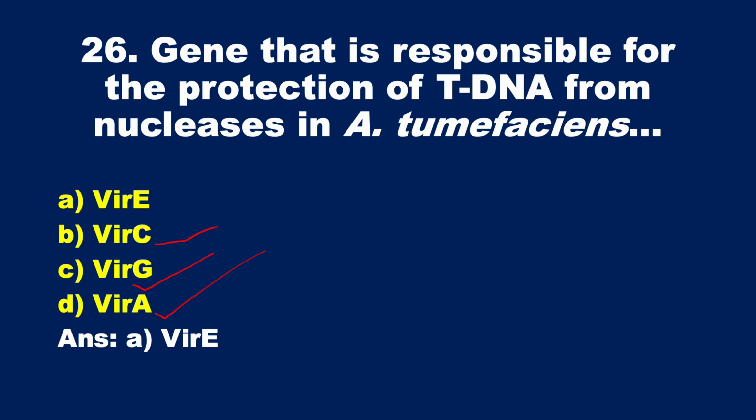VIR-A's main role is to encode a protein called VIR-A, which functions as a membrane-bound receptor or sensor. It is localized in the bacterial inner membrane, and its structure includes both an N-terminal sensor domain facing the periplasm and a C-terminal cytoplasmic domain. So I think you know what the periplasm is. Periplasm is the space between the inner and outer bacterial membranes.